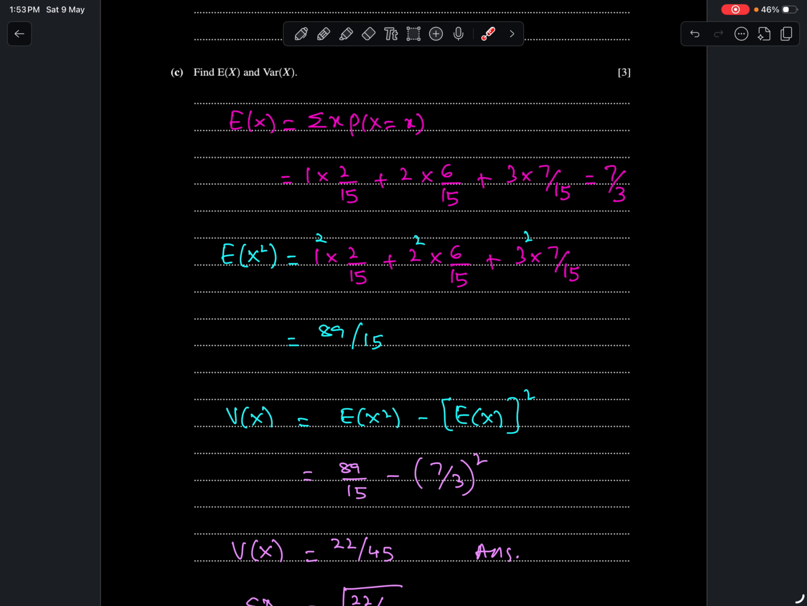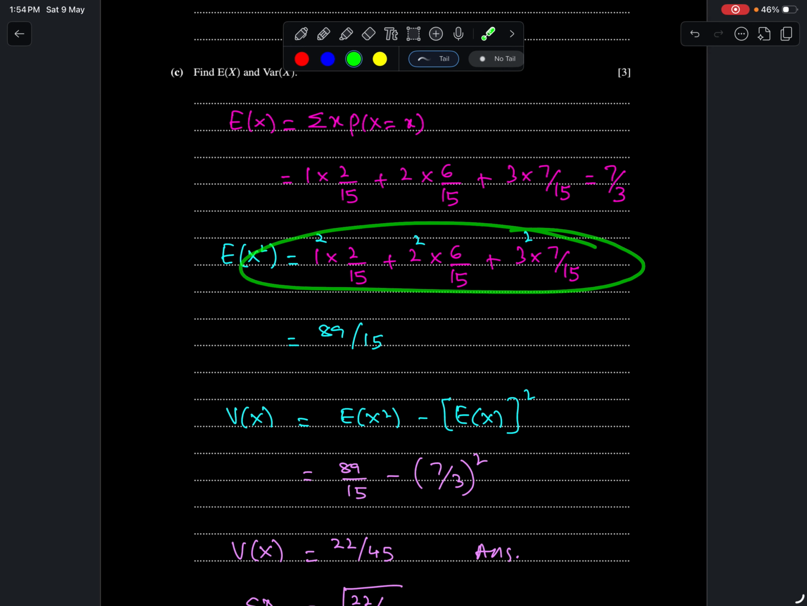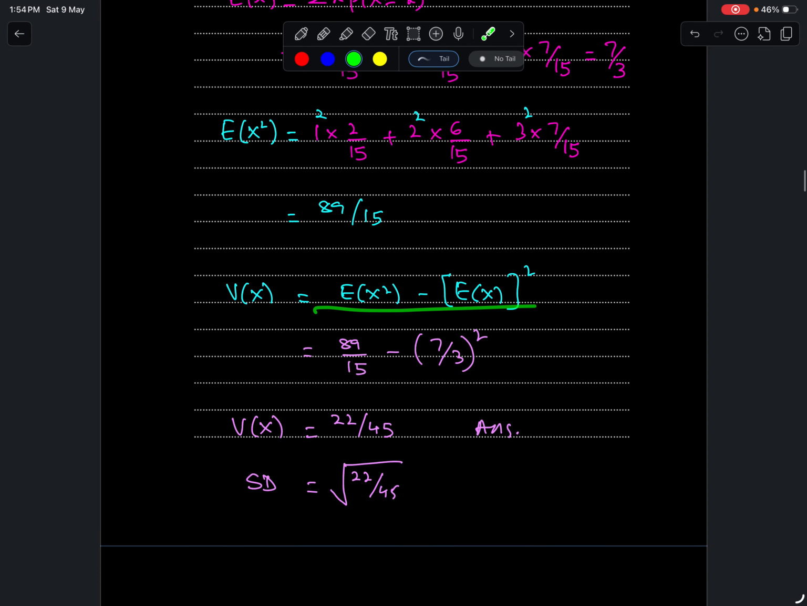Alright, that's the mean. For E(X squared), just square this number, square X, and the rest is same. This is E(X squared), this is the formula of variance, and standard deviation is this. This is an exact answer, so leave it as it is.